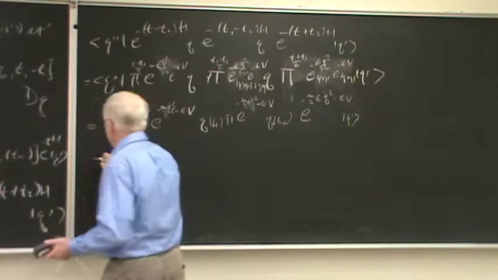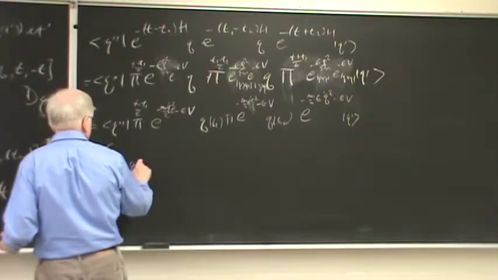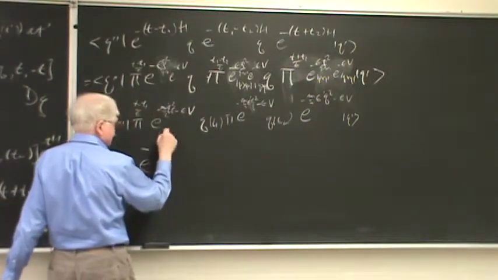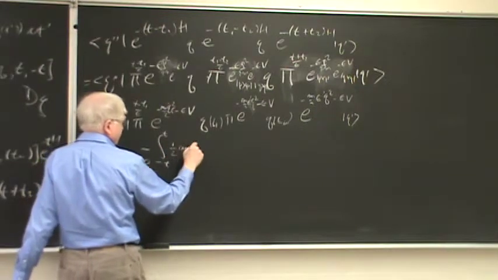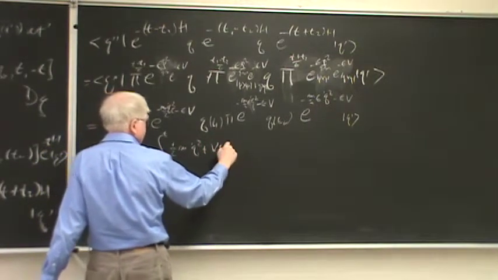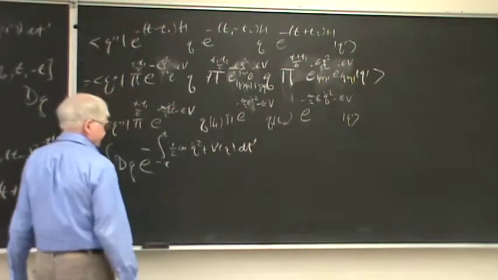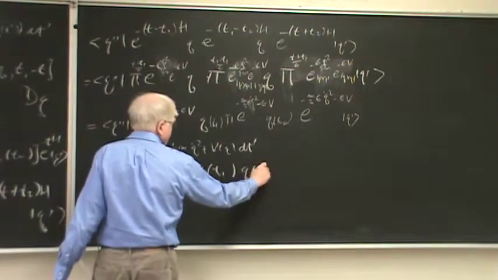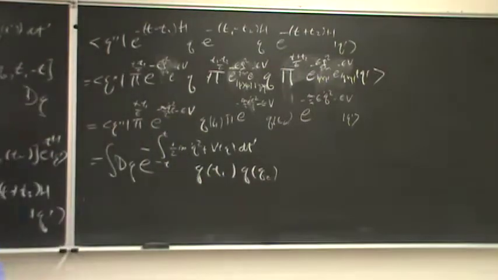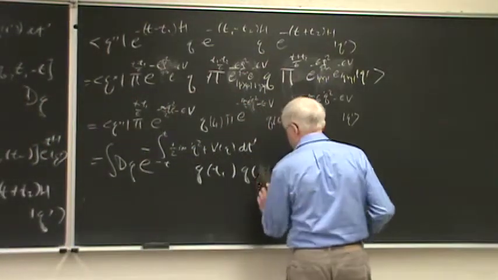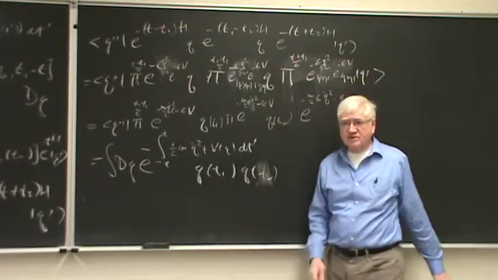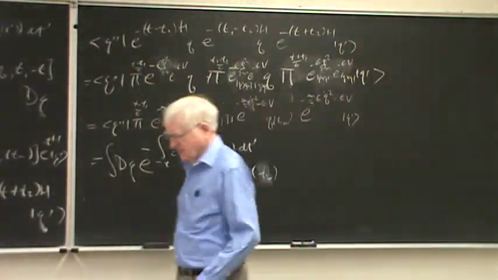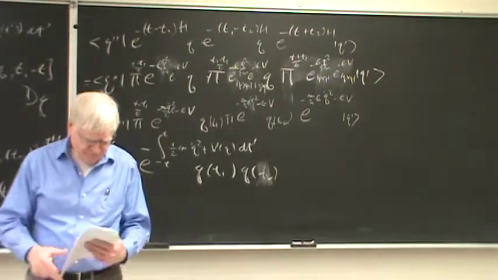So this then is a path integral dq, and it's then e to the minus, then we add up all these exponentials, and it's an integral from minus t to t of a half m q dot squared plus v of q dt prime. And then down here we have two factors left over, q of t1 and q of t2. Okay, so I hope that's okay.